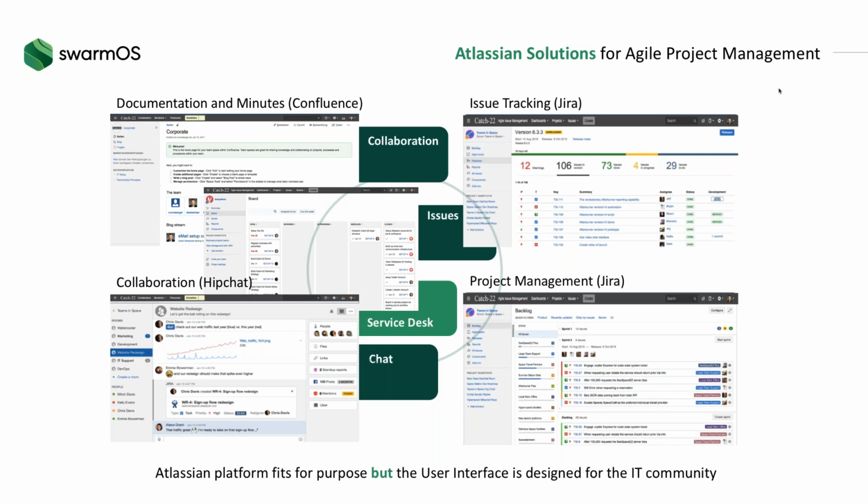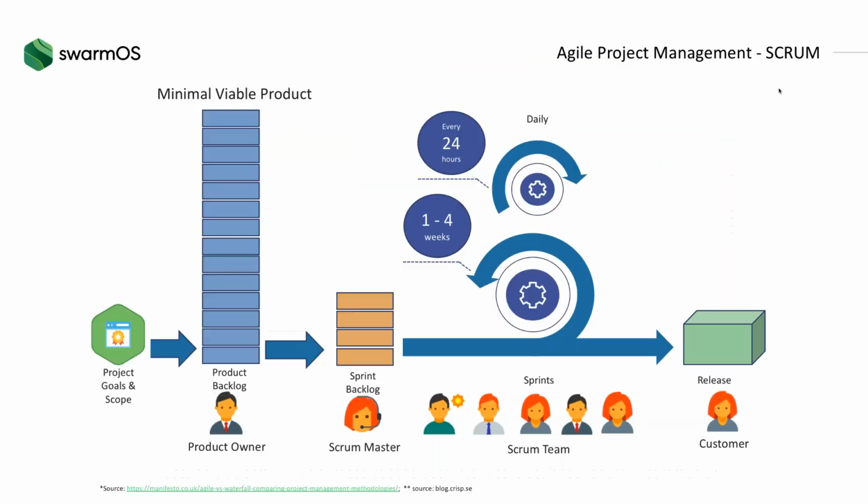But if you look at these tools, the Atlassian platforms fit pretty much for the IT community, because you're used to it, you're focused on the next 2 weeks. A business user has significantly different requirements and requires a different user interface as well. Having said this, just to recap, we work on software projects with Scrum, using Jira, by defining the project goals and the scope. We do grooming. We create a large product backlog, which we prioritize.